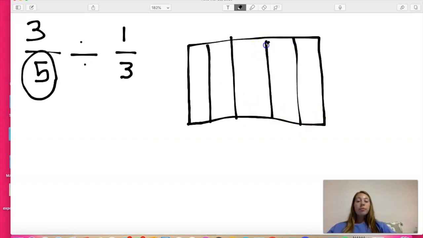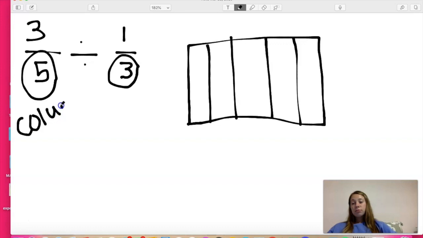Okay. Now we go to the right side of the equation, and there's 1/3. We look at the denominator. It's going to take 3 parts to be a whole. So we're going to make 3 rows. So the left side, you draw columns. And the right side, you draw rows.